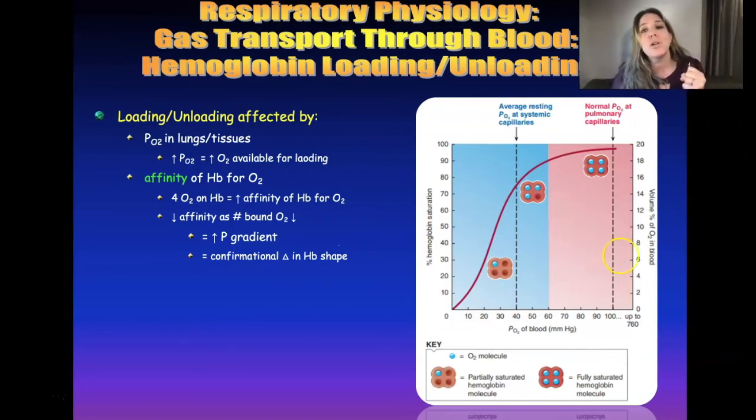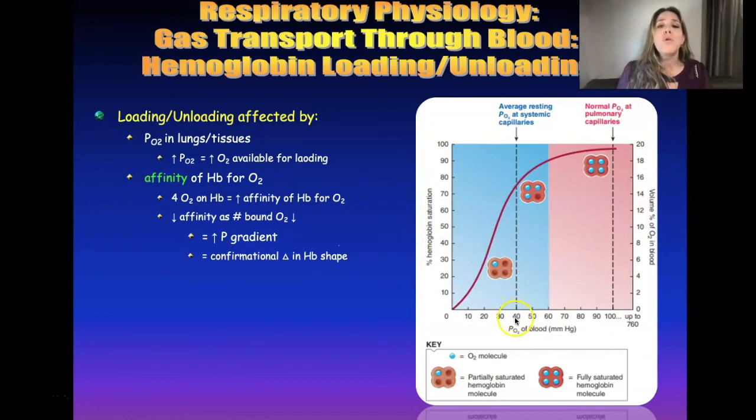So when that pressure gradient is high enough, it will finally release one of those oxygens. And now you have 3 oxygens bound to that hemoglobin. But it's still kind of greedy. It doesn't really want to give it away, but it's going to give them away now easier than it did before. When it was fully saturated, it really didn't want to give them away. But with a strong pressure gradient, okay, now it's going to give one away. And now the more it gives away, the more it's going to give away. The affinity of the hemoglobin for the oxygen is going to decrease.